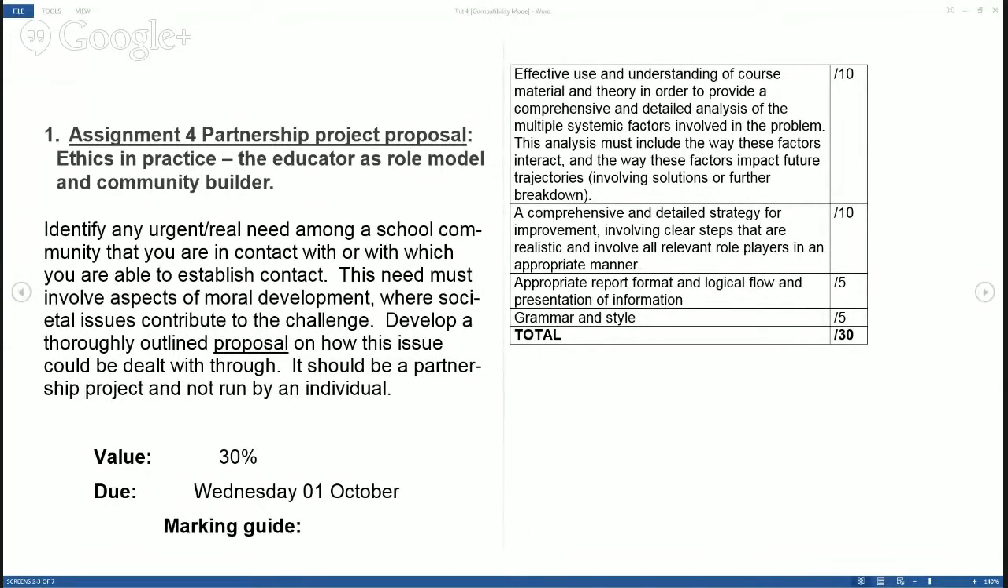It can't be very abstract and just saying we want to improve the school situation. So it must be very comprehensive with detailed, concrete steps. And then 5 marks for an appropriate report format and clear flow, and 5 for grammar and style.